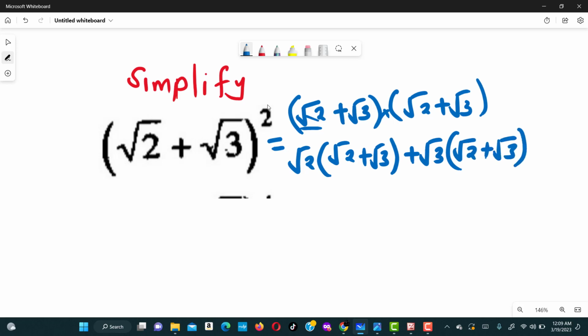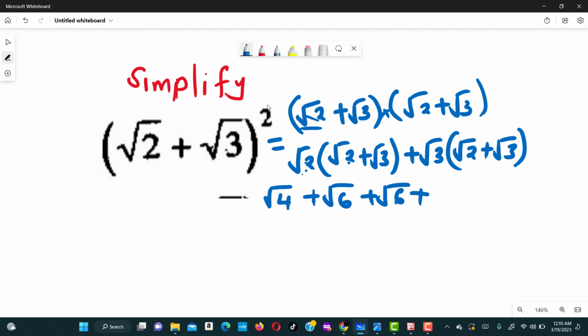From there onwards, we expand by opening the bracket and multiplying the square root of 2 with every element in the bracket. So the square root of 2 times the square root of 2 will be, we put under one square root and multiply the numbers, so 2 times 2 is 4. Then we have plus the square root of 2 times the square root of 3, which is the same as the square root of, then multiply 2 times 3, which is 6, plus the square root of 3 times the square root of 2, which is also the square root of 6. We just multiply the numbers and keep the square root sign.